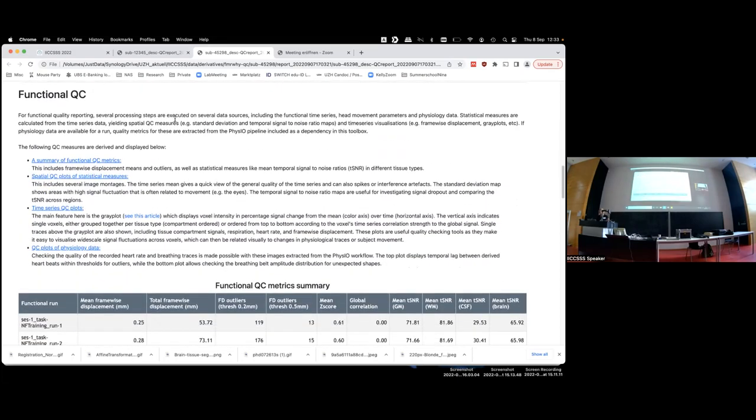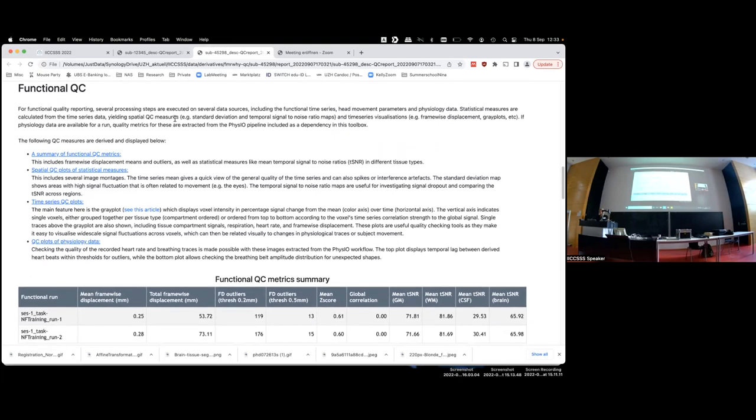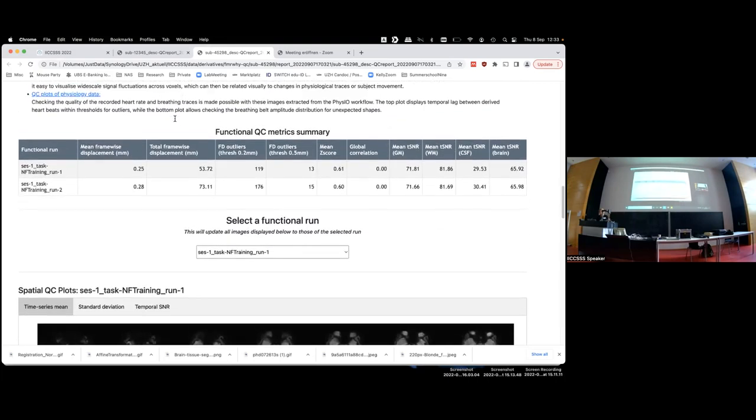And then for the functional data, we have some quality metrics. And the first one here is in a table, and normally this table is way longer. Here it's shortened. So what you can see here is, first of all, in numbers, the mean frame-wise displacement, which is a value for the motion in the data. So on average, the participant did not move more than 0.25 millimeters. And then the second one, 0.28, which is very good. I like this participant.